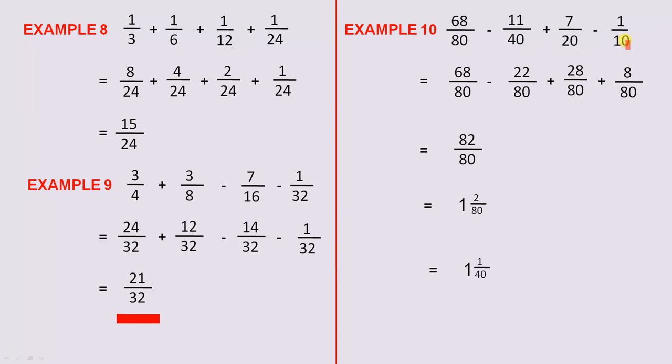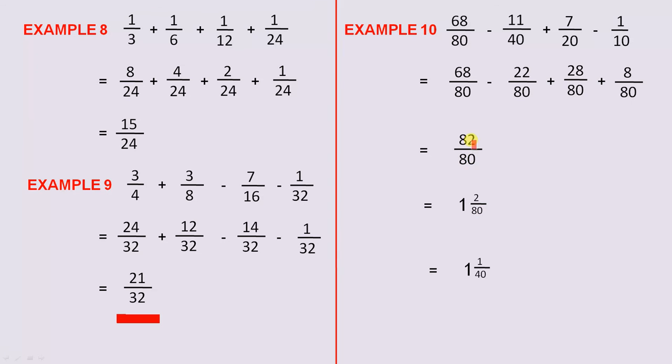To change this to an 80, multiply top and bottom by 8. 8 ones are 8. 8 tens are 80. So there's our new fraction. So we have those 4 new fractions there, and those 3 are equivalent fractions to those. All the denominators are the same, so we just go through the procedure. So 68 minus 22 plus 28 plus 8 gives us 82. So it's 82 over 80.